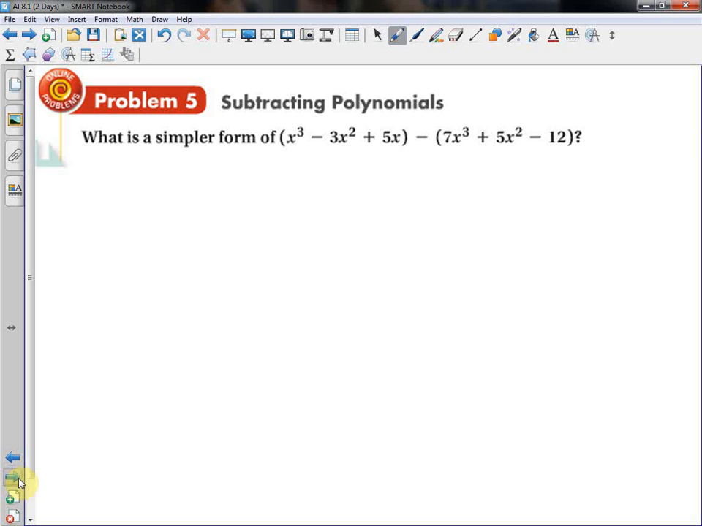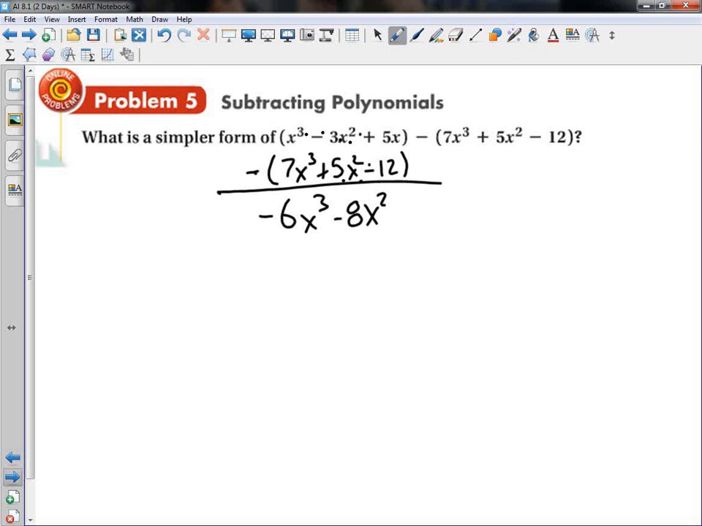We'll go ahead and do it 2 different ways. Okay, so the first way I'm going to rewrite it with minus 7x cubed plus 5x squared minus 12. So I rewrote it, make it a long subtraction problem. x cubed minus 7x cubed, which is going to be minus 6x cubed. Negative 3x squared, well, I'm going to drop down the x squared, minus 5x squared. And that's where most people mess up, is after this part, they start ignoring that minus sign in the front, but it's negative 3x squared minus 5x squared. Okay. So that's going to be negative 8x squared.